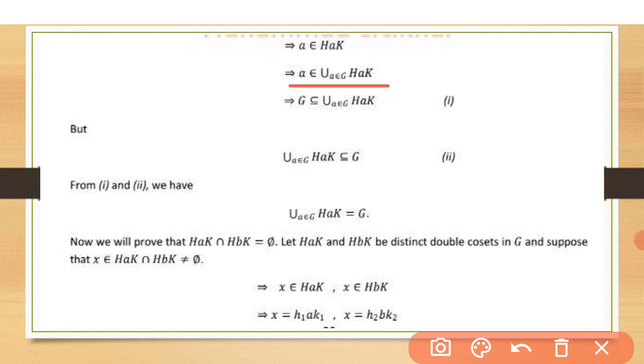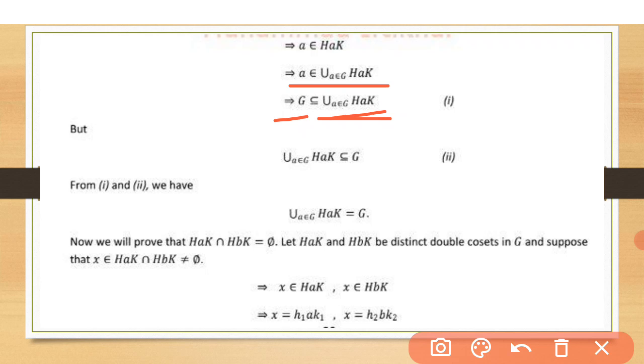because H and K are subgroups of G. So all the elements in H and K are elements of G, and we take the double coset: when we take a single element from G and multiply all the elements of H on the left side and K on the right side, it will surely give us elements of G. It means that all the elements of G are contained in the union of HaK.